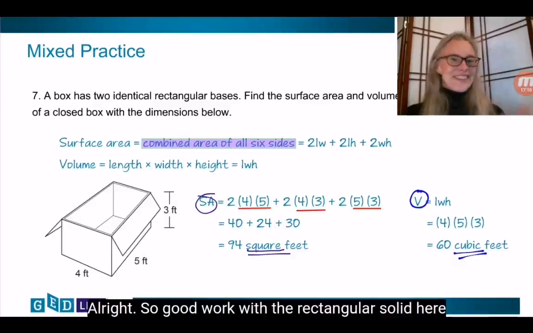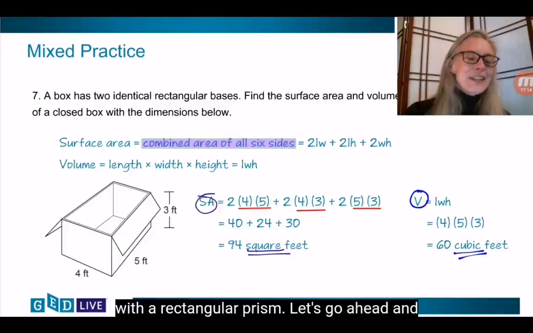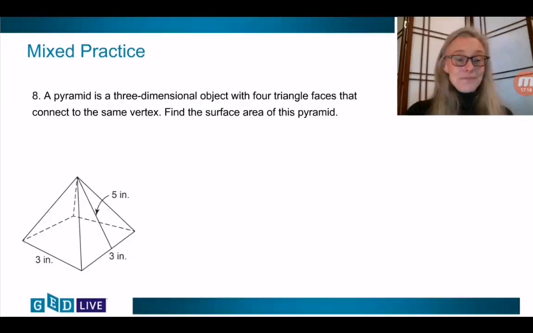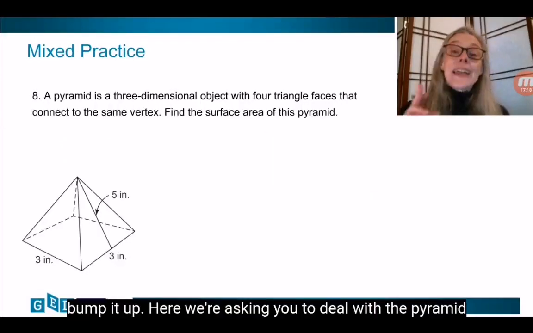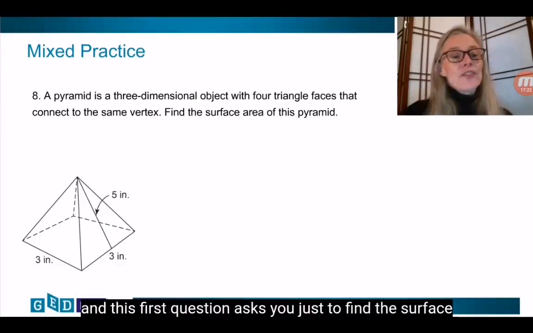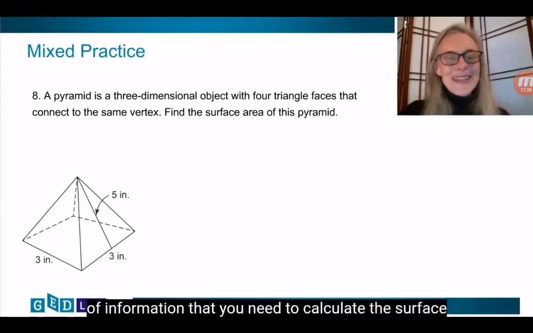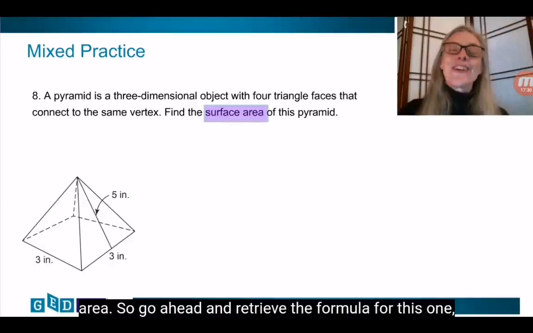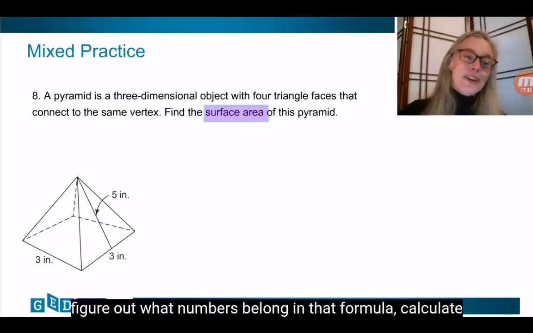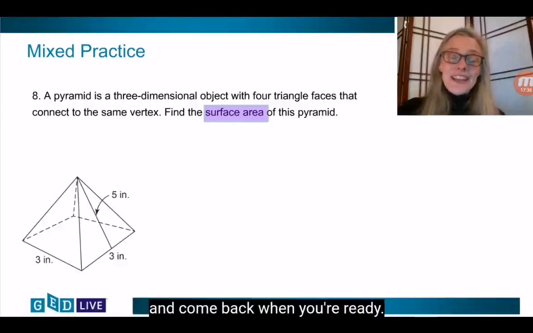All right, so good work with the rectangular solid here, or the rectangular prism. Let's go ahead and bump it up. Here we're asking you to deal with a pyramid, and this first question asks you just to find the surface area. And so you can see that we've given you a crucial piece of information that you need to calculate the surface area. So go ahead and retrieve the formula for this one, figure out what numbers belong in that formula, calculate, and come back when you're ready.